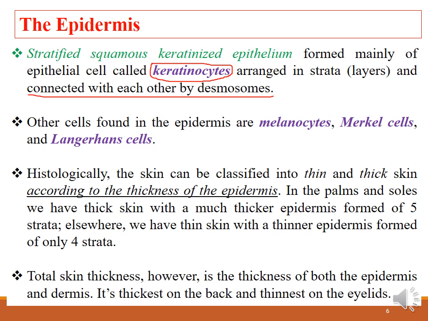Now, in thick skin, for example, the skin that is found in the palms and the soles, the epidermis is thicker and it's formed of 5 strata, 5 layers. Elsewhere in the body, the epidermis is thinner and it is formed of only 4 strata, and it is called thin skin. So thick skin is formed of 5 strata, whereas in thin skin, the epidermis is formed of 4 strata.